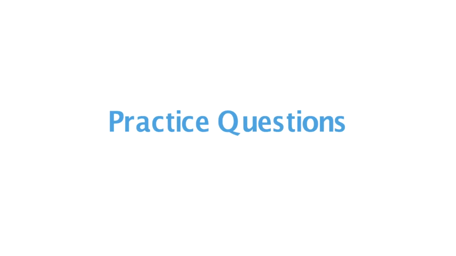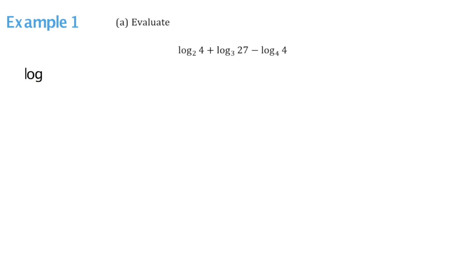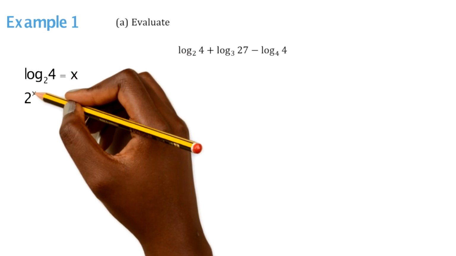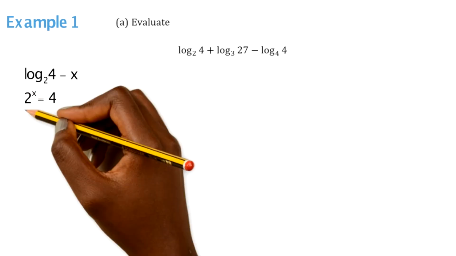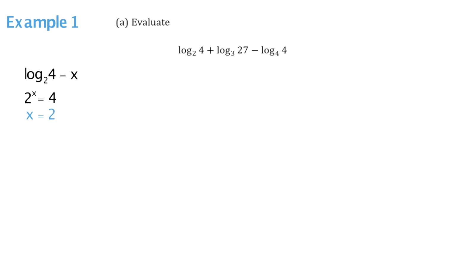So now we're going to go into some practice questions to understand this further. Example 1. So here it wants us to evaluate this logarithm equation, and so to do that we're basically going to work out each of the numerical values of each logarithm and then put them back into the equation to work out the value. So the first one, we've got log base 2 of 4, that would be equal to x. So if we rearrange this, this would be 2 to the power of x is equal to 4. We know that 2 squared is equal to 4, so therefore x is equal to 2.